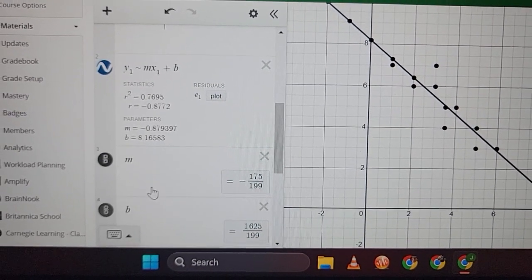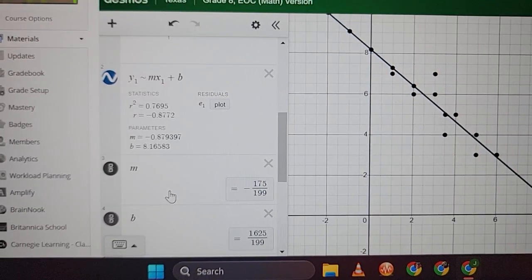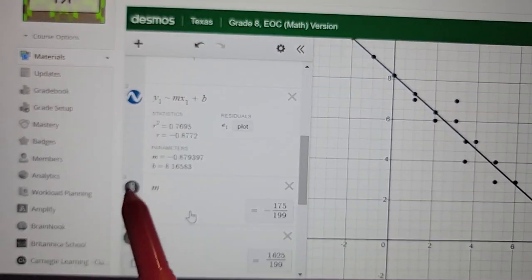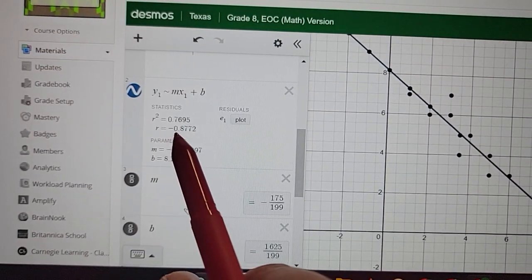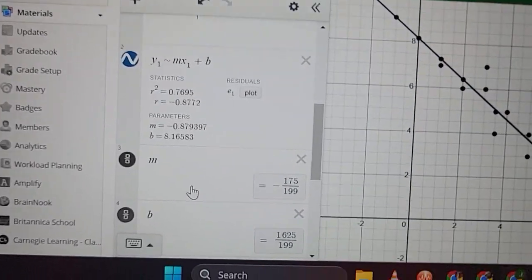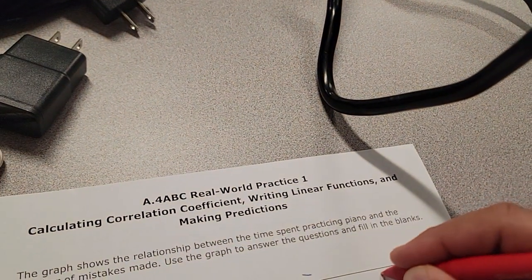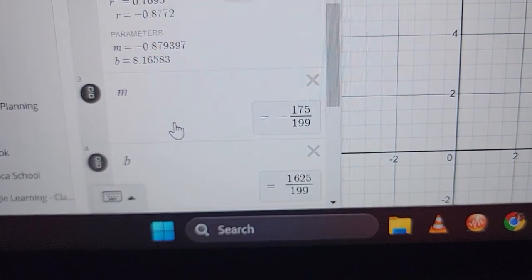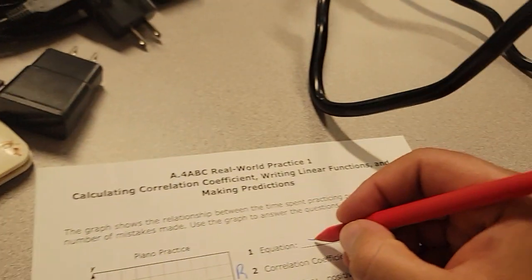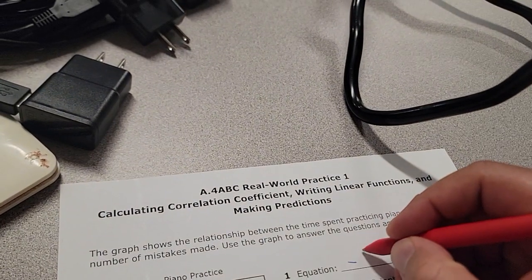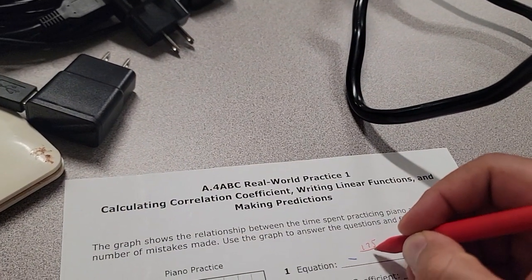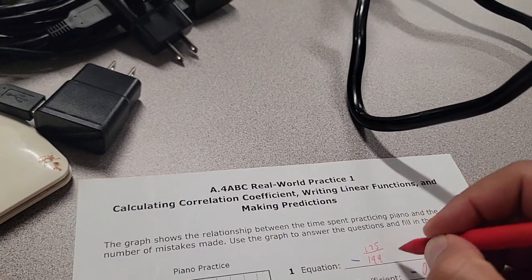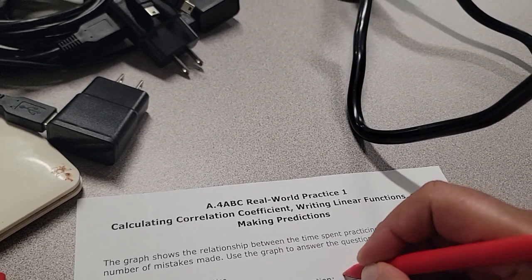So now here we go. My correlation, so we were right, this is kind of a strong correlation. Look at R, negative 0.877. So for my correlation, let's round it to negative 0.88. Now my equation, I know that's going to be a negative number. So I have negative m. We're going to put negative 175 divided by 189.